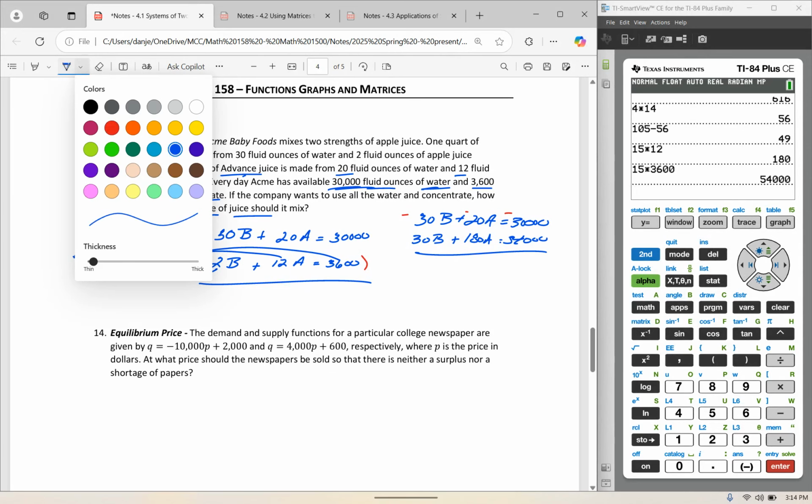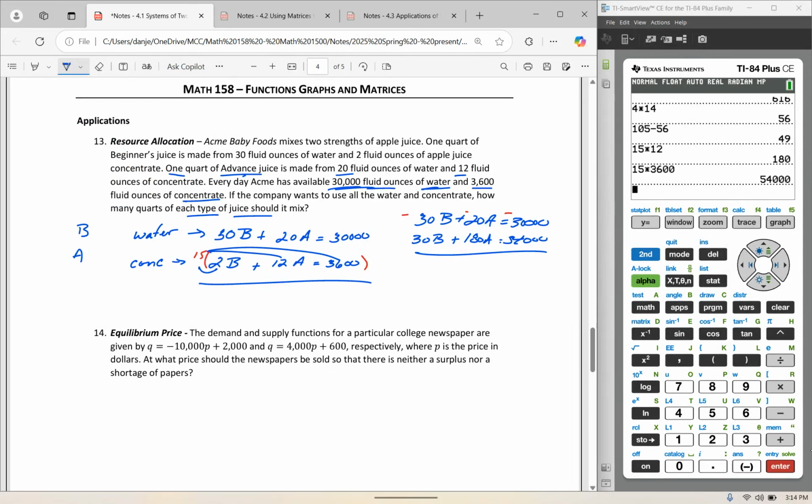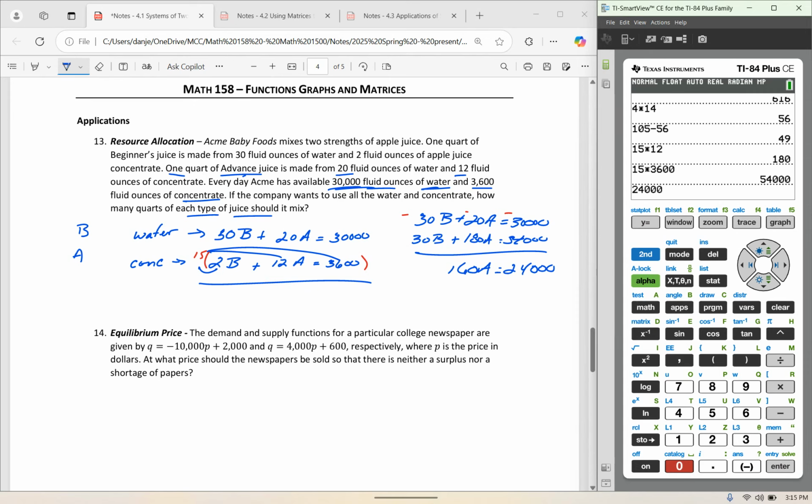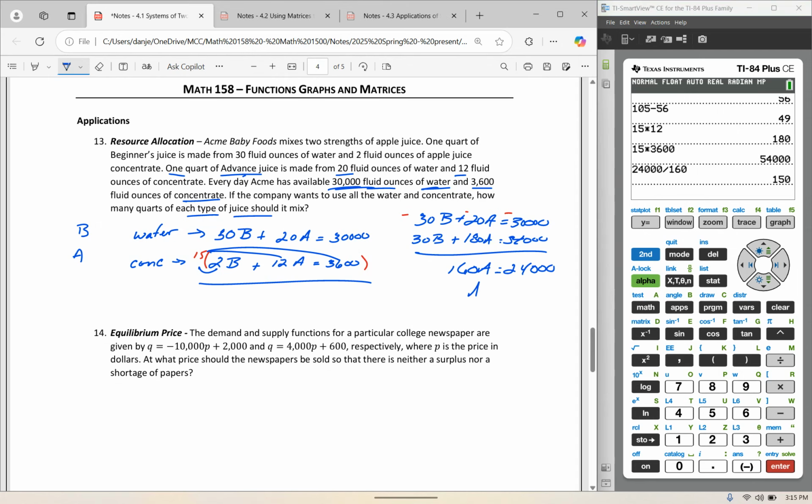So 180a minus 20a is 160a. That's 160a equals 54,000 minus 30,000, which is 24,000. So 24,000 divided by 160. A is 150. How many quarts of each type of juice should it make?